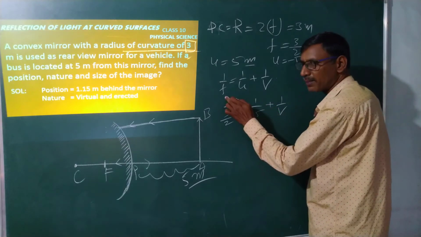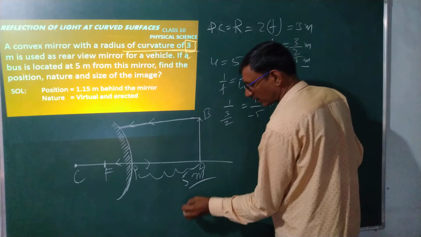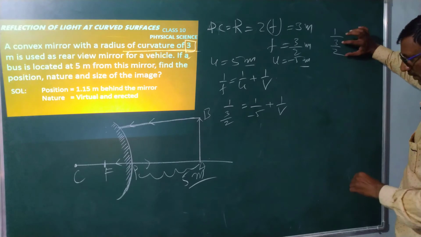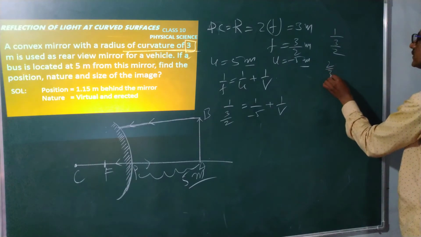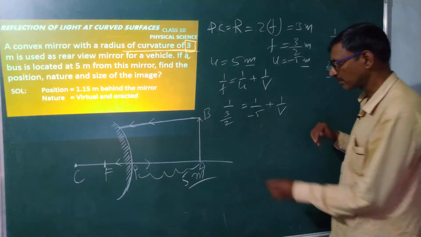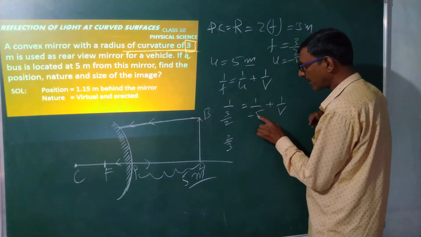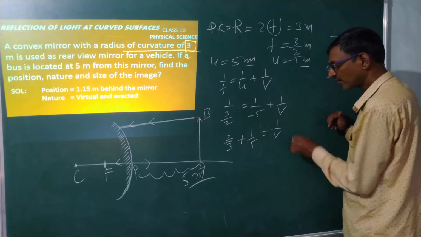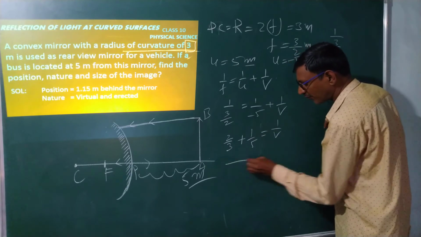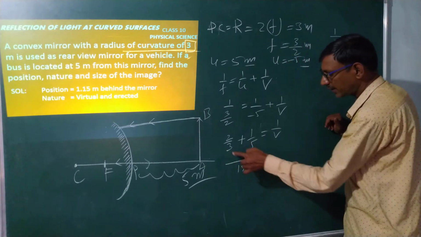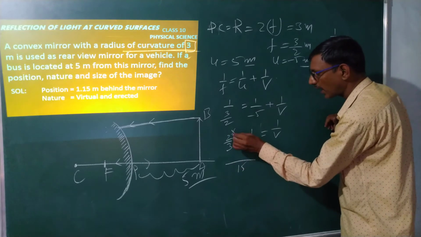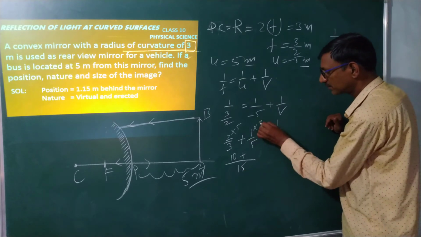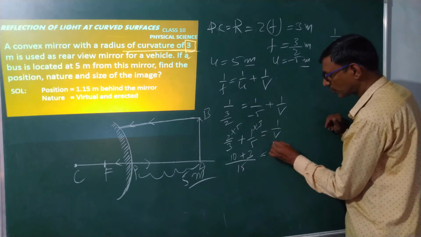The reciprocal is multiplied, everybody knows. I would like to write it down once here to understand. 1 by 3 by 2, its reciprocal, that means 2 by 3 multiplied by 1, is nothing but 2 by 3. This is minus, we'll take it to this side, plus 1 by 5, that equals 1 by V. The LCM is 15. 3 how many times? 5. 5 times 2 is 10, plus 5, how many times? 3 times 1 is 3. So 10 plus 3 equals 1 by V.